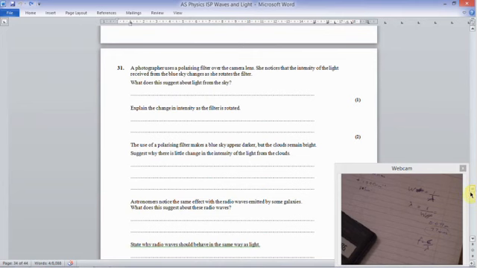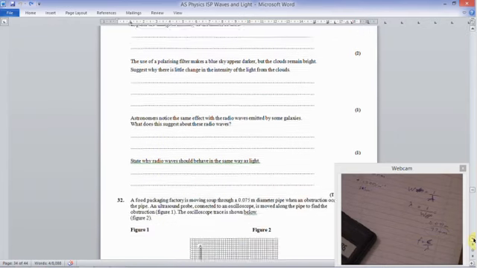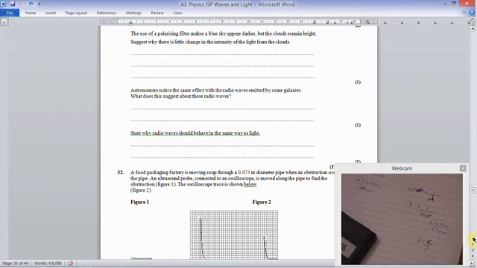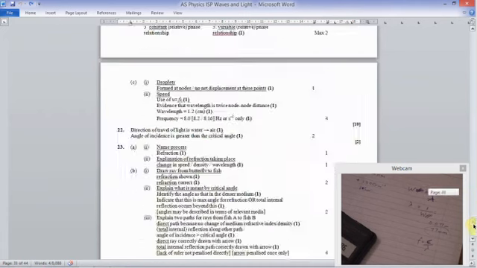Astronomers notice the same effect with radio waves emitted by some galaxies. What does it suggest about the radio waves? Polarized light. Okay. State why radio waves should behave in the same way as light. Both of them are waves within the electromagnetic spectrum. Okay, let's look at 31 then.